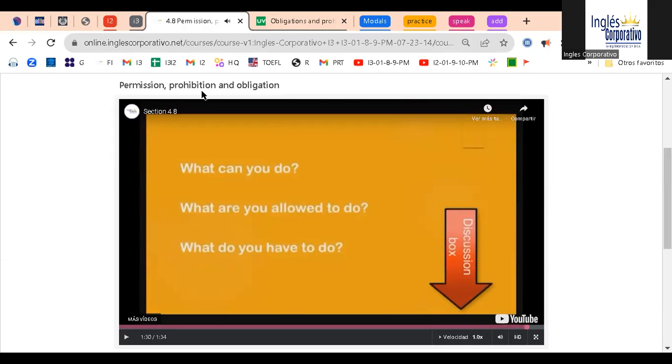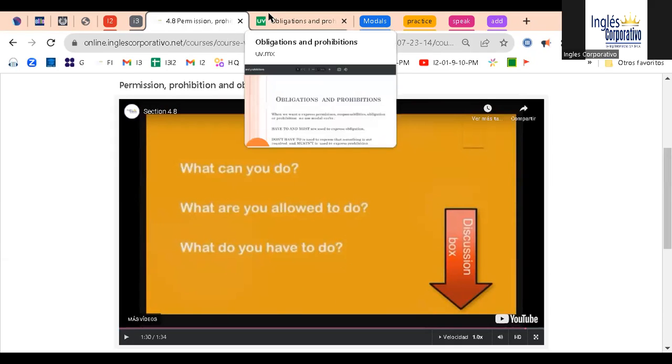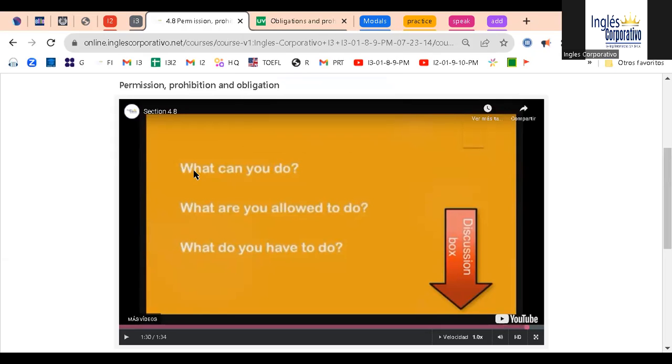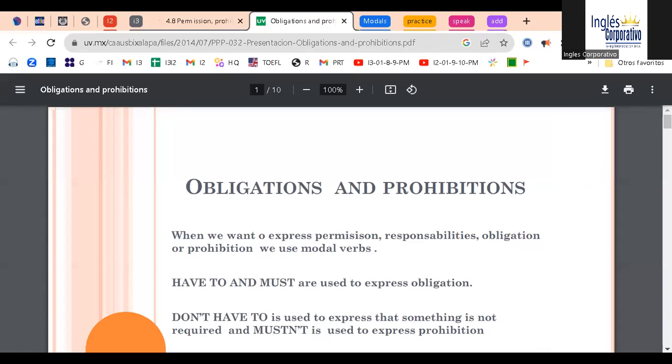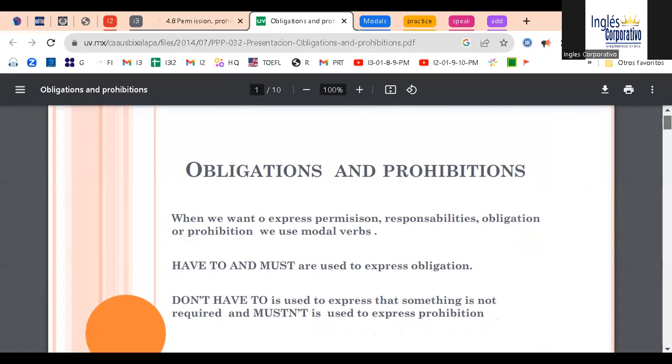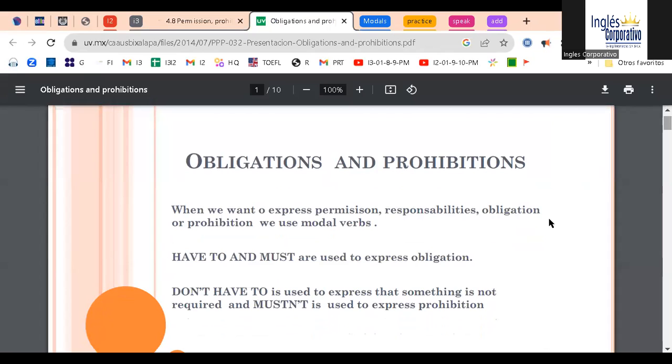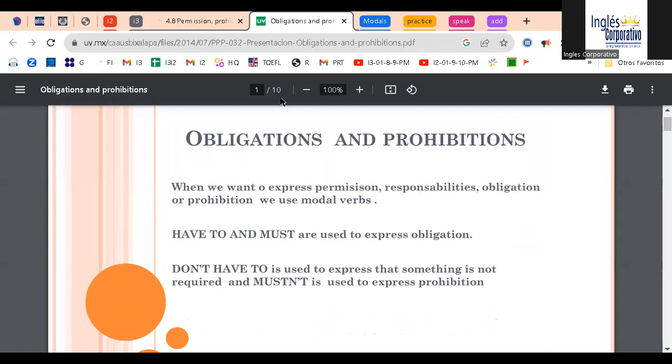Okay, so here we have some common questions, but I'm gonna show you something before continuing with that. In here, we have a few modals in order to express permission, prohibition, and obligation, but there are some more, like must, and some others. So I'm going to show it to you so we can have a clear understanding of it, and then we continue with the practice. I'm going to need your help in order to read this information.